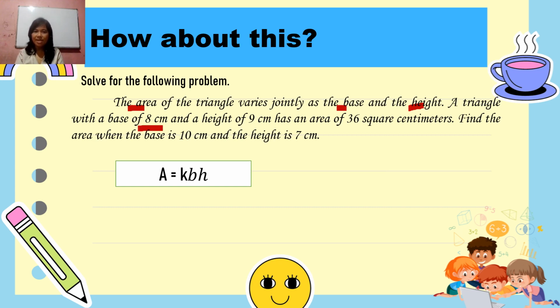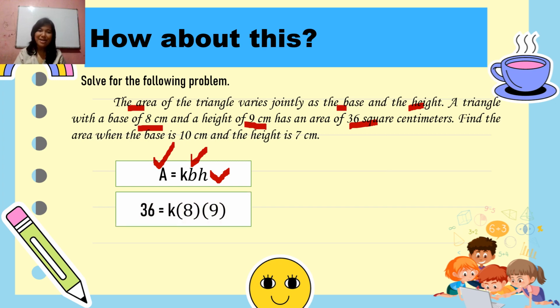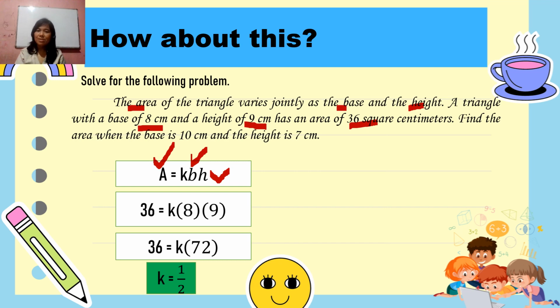So, B is 8. Palit natin siya dito sa B. Height of 9. So, sa H naman, 9 ang ipalit natin. Has an area of 36 square meters. So, dito, 36. Yun. Palitan natin sila para ma-solve yung K. So, we have 36 equals K times 8 times 9. 8 times 9 is 72. Tapos, divide both sides by 72. 36 over 72 siya. Tapos, yung 36 over 72 can be reduced into 1 half. So, K is 1 half.